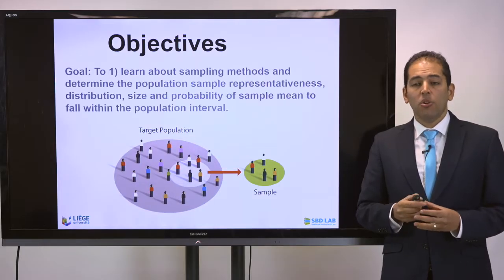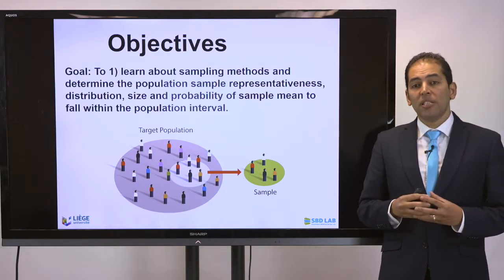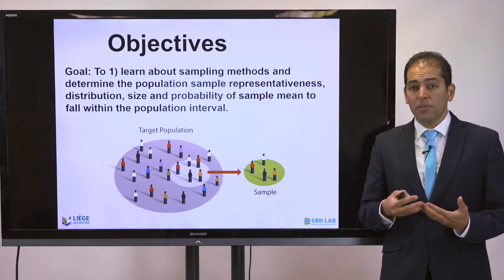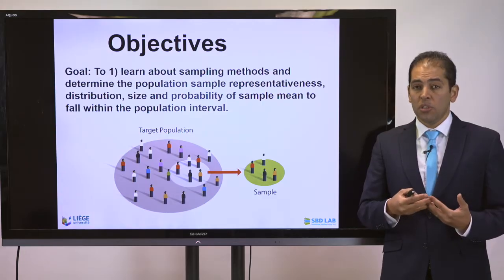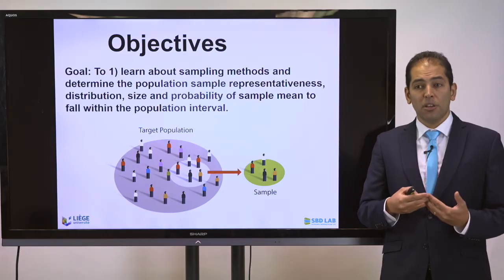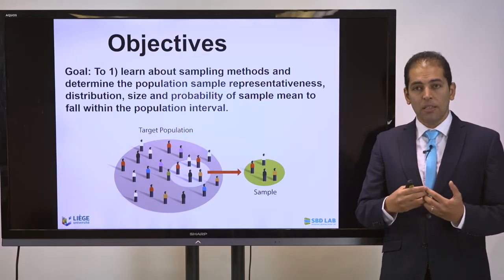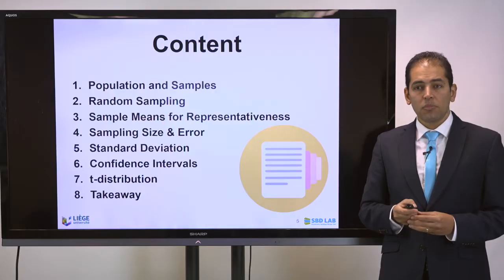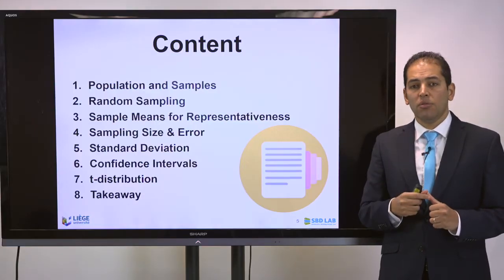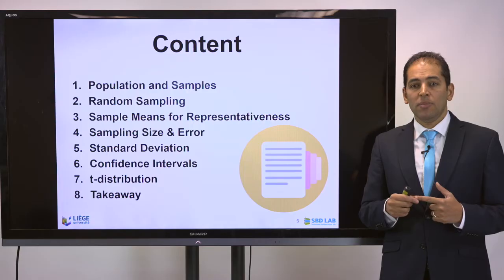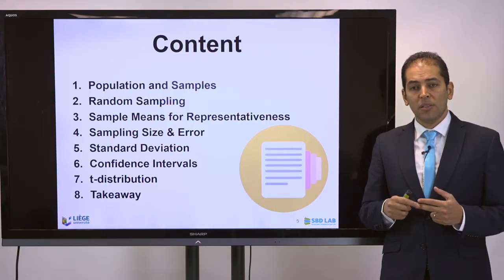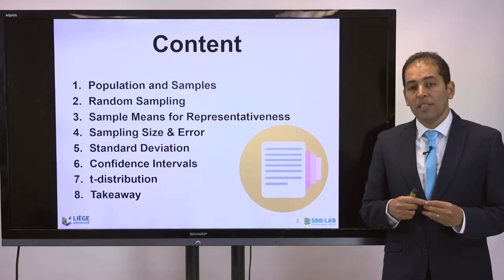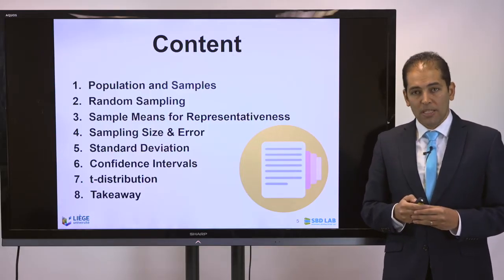Well, what's the objective of today's presentation? Actually, the objective is to learn about sampling methods and determine the population sample, representativeness, the population sample distribution, the size of your sample, the probability of sample mean to fall within the population interval. So those are the objectives of today's presentation. Now, what will be the content? I'm going to talk about the population and samples, random sampling, sample means and representativeness, the sample size and error, standard deviation, confidence interval, the t-distribution, and some takeaway messages.